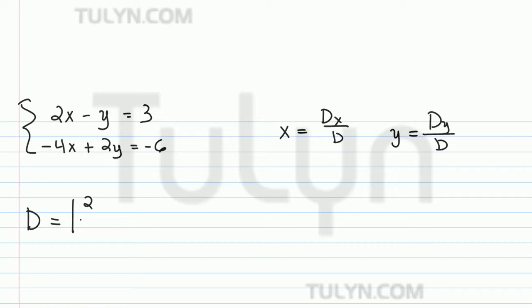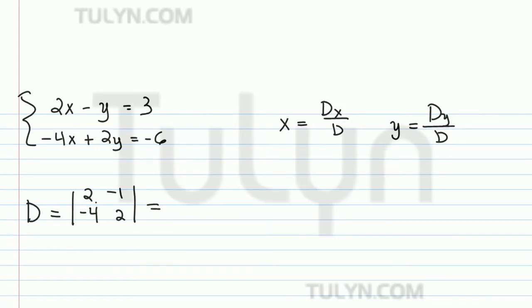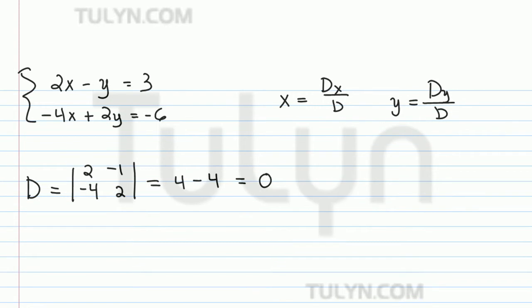So the first column is going to be 2 and negative 4. The second column is going to be negative 1 and 2. 2 times 2 is equal to 4 here, and then minus negative 4 times negative 1, which is just positive 4. So we get 4 minus 4, which is equal to 0. Now, notice that D, when solving for x and y, is the denominator. And in this case, the denominator is 0, which is usually a bad sign because we don't divide by 0. But in order to get more information about the system, we should solve Dx and Dy.